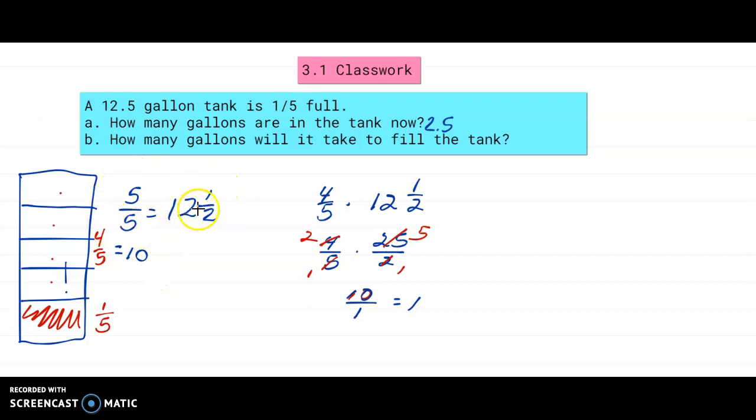And if the tank holds 12.5 gallons altogether, and I know that it's going to take 10 gallons to fill it, how many gallons are already in it? So I would have said 12.5 minus 10.0, line my decimals up, and I would have subtracted. So 5 take away 0 is 5, 2 take away 0 is 2, 1 take away 1 is 0. So my answer here would have been 2.5, and that's exactly what we had before. It's great if you can think about this problem in both of those ways.